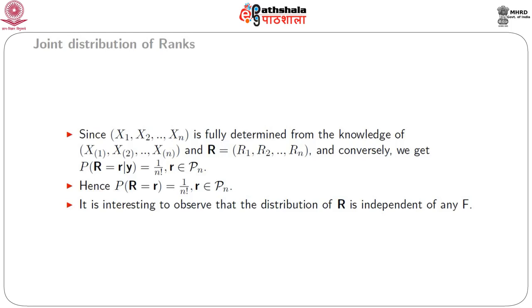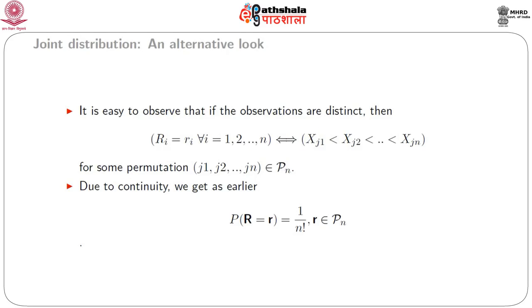Now, it is interesting to observe that the distribution of R is independent of any F. That is, the distribution of ranks does not depend on the parent population as long as the parent population is continuous. Now, we can in an alternative way obtain the joint distribution of ranks.